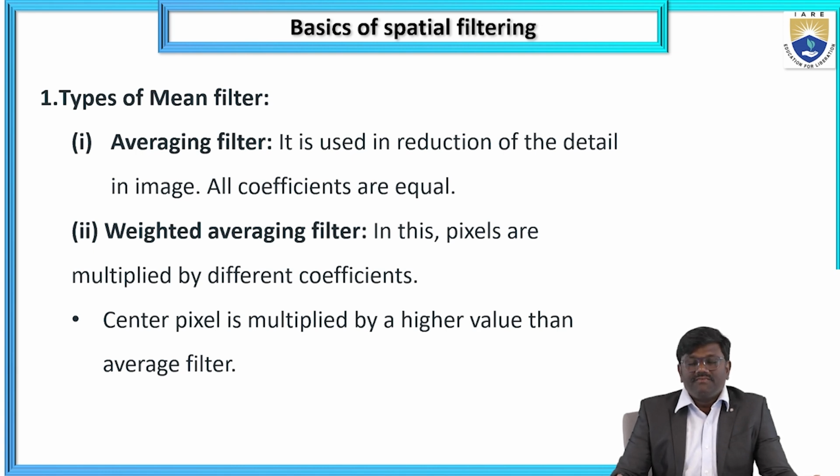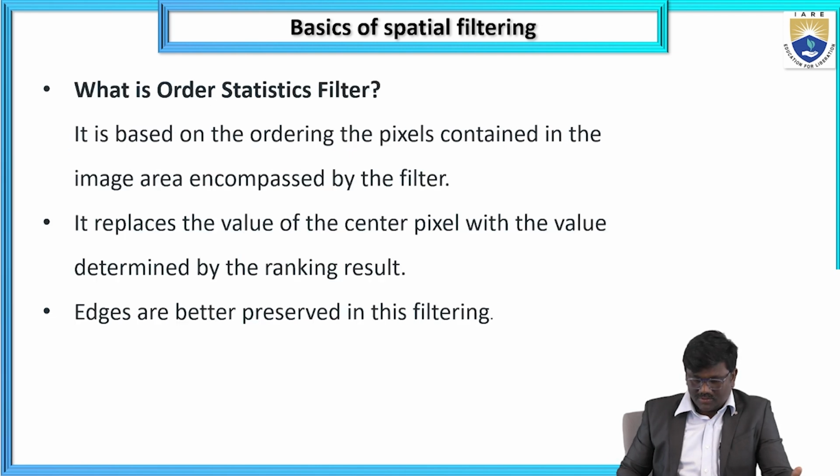Number one, the averaging filter, which is used in reduction of detail in an image. All coefficients are equal. Number two, the weighted averaging filter. In this, pixels are multiplied by different coefficients. There, the center pixel is multiplied by a higher value than in the average filter process.